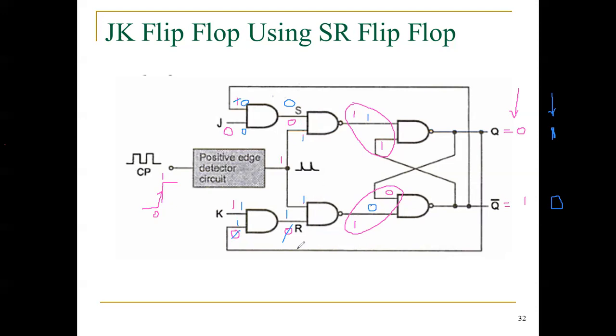1, 1, what will happen? Output will be 0. Since one of the inputs to this NAND gate is 0, what will happen? This changes this 0 into 1, and that 1 comes to here. What will happen? Both inputs are 1, so my output will be 0.